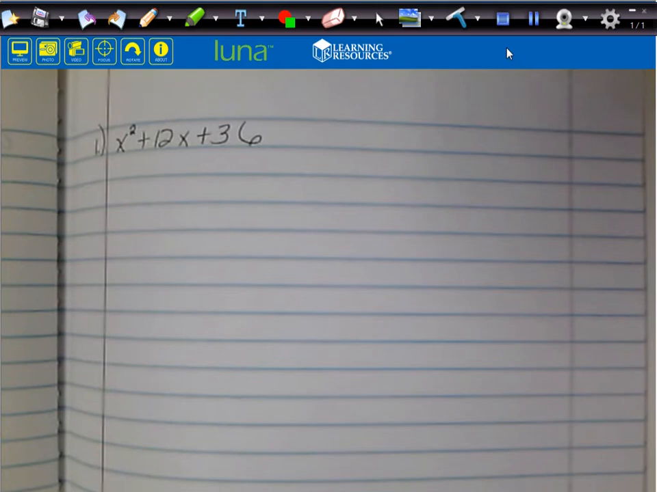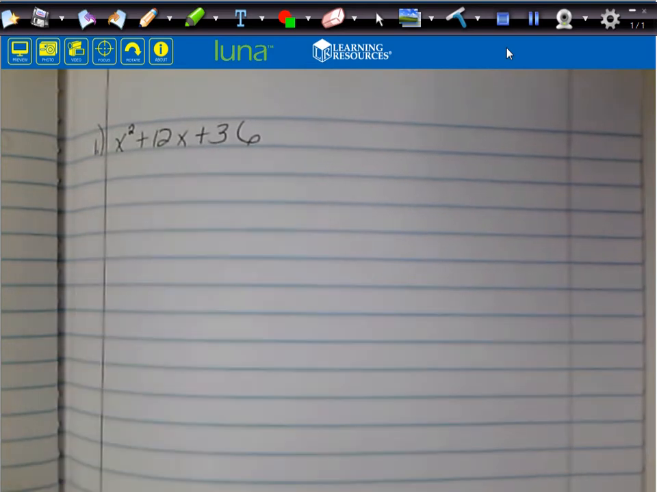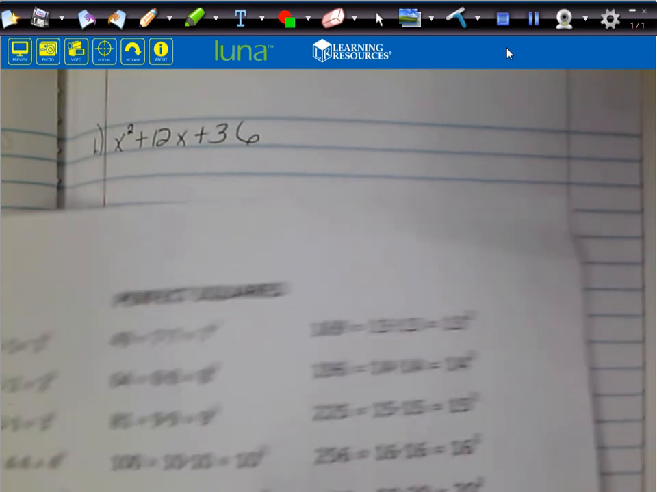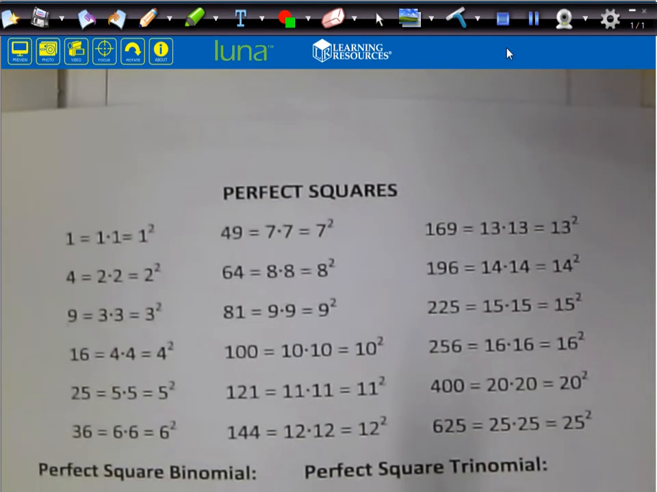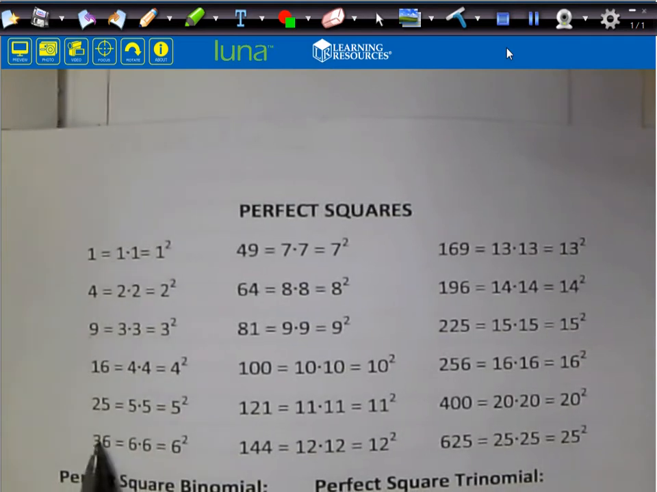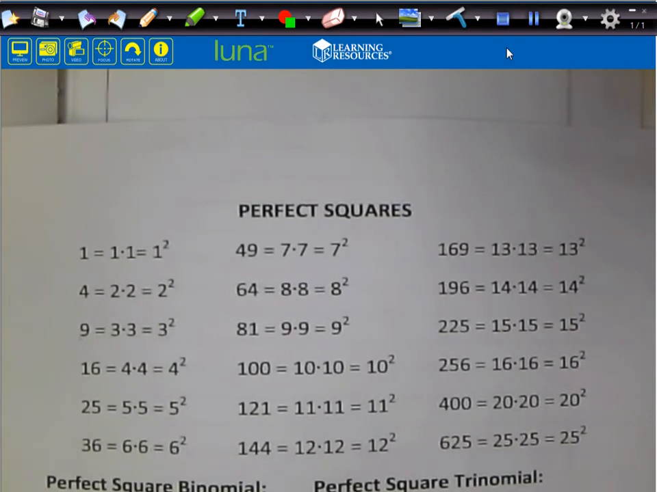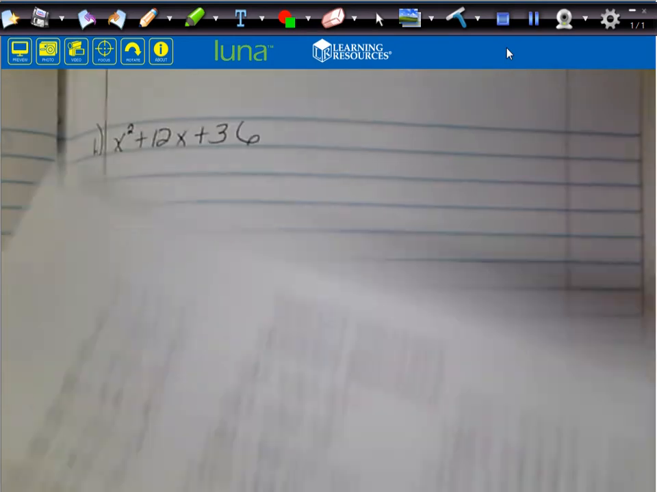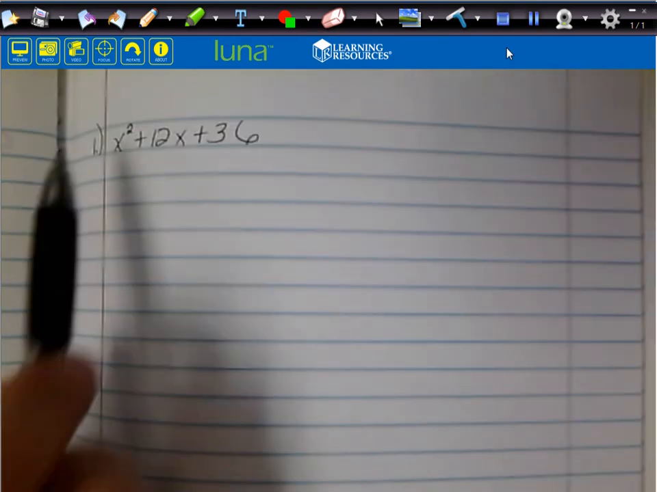Alright, here's number 1. Go ahead and write that down. We have x squared plus 12x plus 36. So again, we have to check to make sure that the first term and the last term are perfect squares. And we know that x squared is a perfect square because it's x times x. We can check our sheet for our perfect squares to make sure that 36 is on there. Okay. And 36 is a perfect square because it's 6 times 6, or 6 squared. So the first term and the last term are both perfect squares, so we're good there.